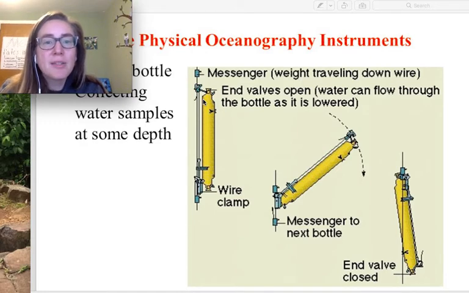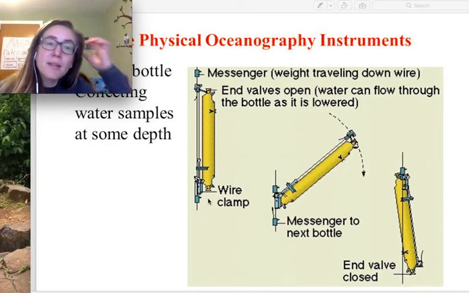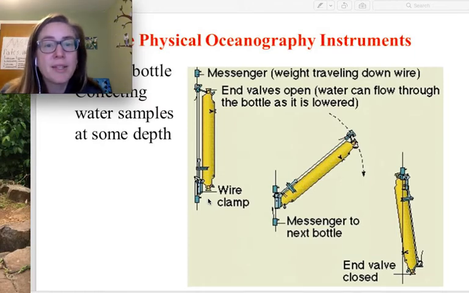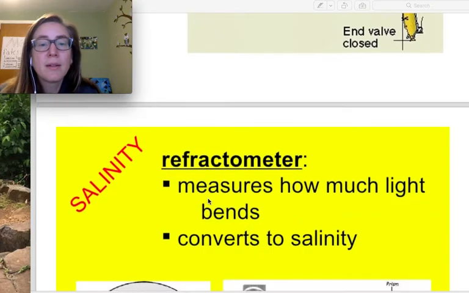Then you release the messenger, a little metal piece that travels down the rope. It will hit one of the valves and close that valve, so that the water gets trapped within. By measuring different samples, you can measure the things we're about to go over at different depths, so you can see how concentration, temperature, or pH might differ at each of these depths.